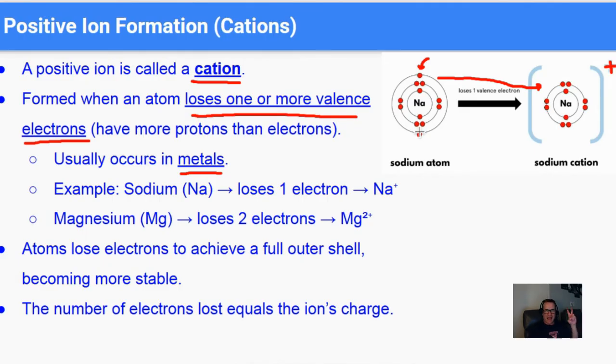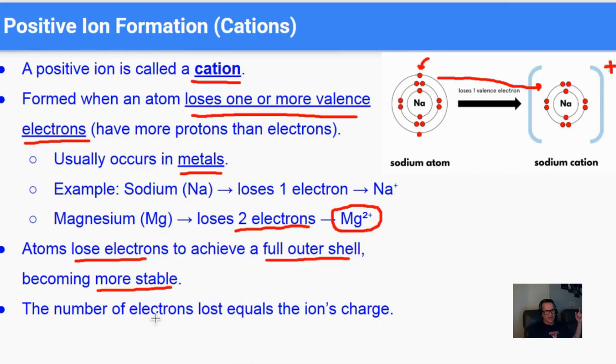So when it becomes ionized, it's going to lose both of them. So when it loses its two electrons, now it's going to have two more protons than electrons. And you can see right here, the ionized version, the magnesium ion, is going to have a 2 plus charge. It's going to have a charge of plus 2. All right, so atoms lose electrons in order to achieve a full outer shell of valence electrons, which makes them more stable.